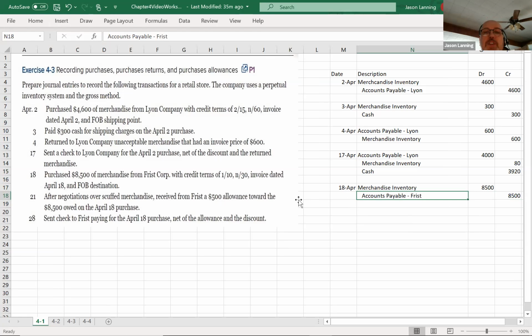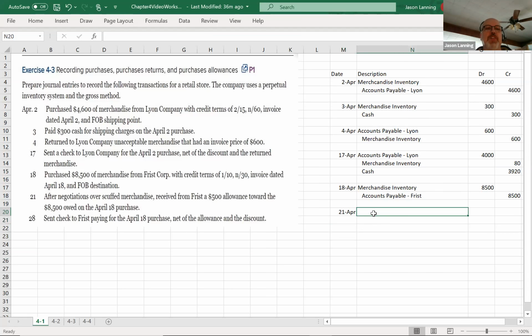Now, on the 21st, 4/21, we know we're doing something here. After negotiations over scuffed merchandise received from Frist, we got a $500 allowance for the $8,500 owed on the April 18th purchase. Well, basically, this is kind of the same thing we would have if we were returning something, where we owe less now because they gave us a $500 allowance, so we owe 500 less. And also, if we're paying $500 less for that merchandise, then we can't count it at the original amount we bought it at. We have to count it at that amount minus 500.